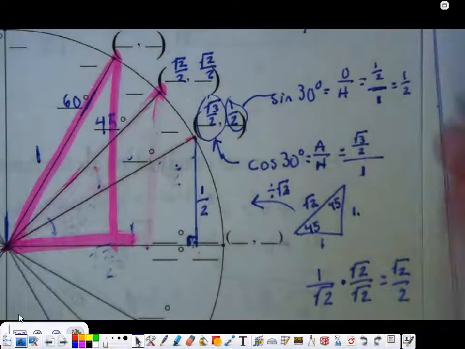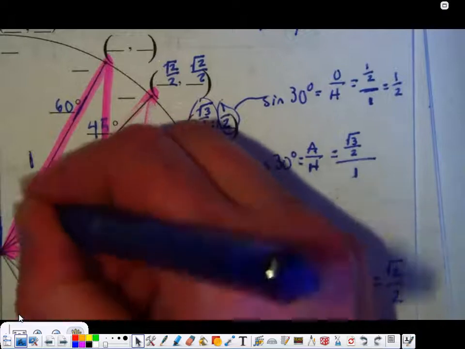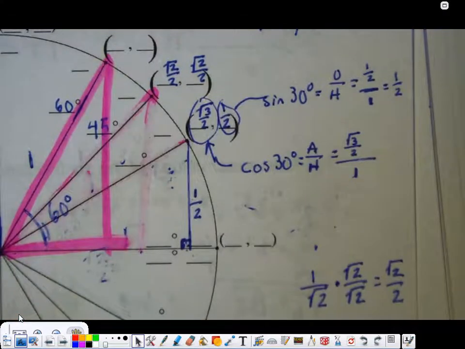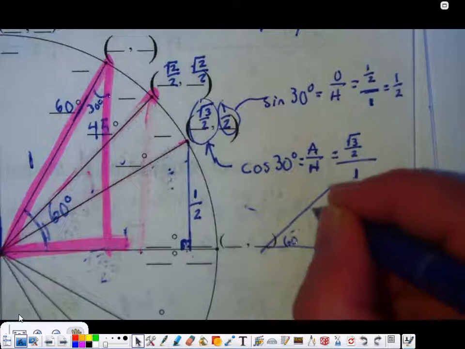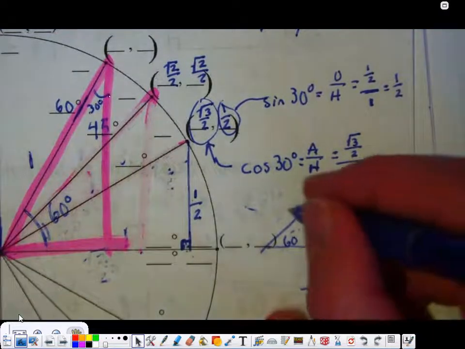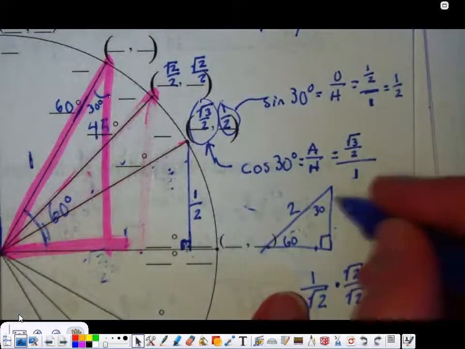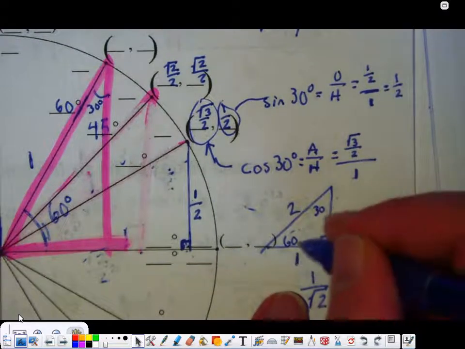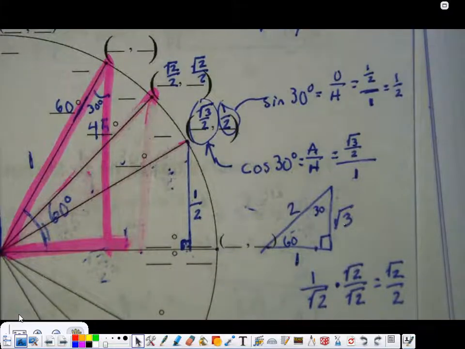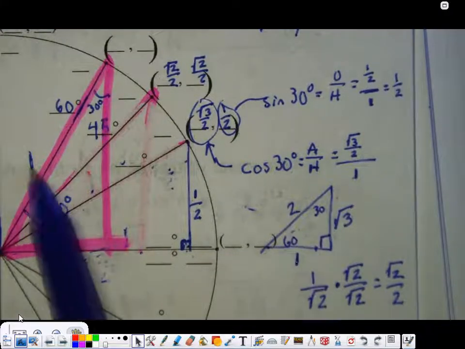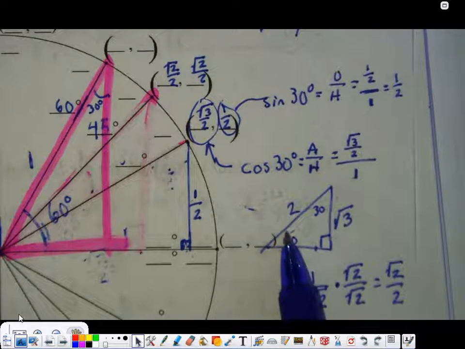Okay, so I'm going to draw my 30, 60, 90 over here. But I'm going to draw it so that my 60 is at the bottom and my 30 is at the top. So it's matching up. Okay, so same triangle as before. Here's 60, here's 30. So this is 2. Across from the 30 is 1. Across from the 60 is square root of 3. Now here's the good news. Compare the hypotenuses. What do you notice?